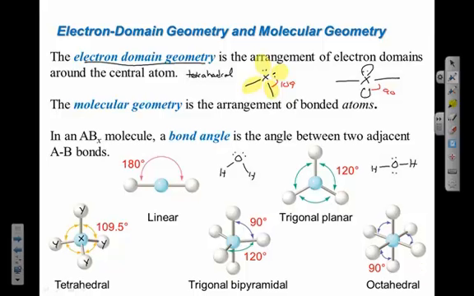So maybe write this down. When a central atom has all of its electron domains as bonds and no lone pairs, then the molecular geometry will be the same as the electron domain geometry. So, say it again. When an atom has all of its electron domains as bonds and does not have any lone pairs, then its molecular geometry will be the same as its electron domain geometry.